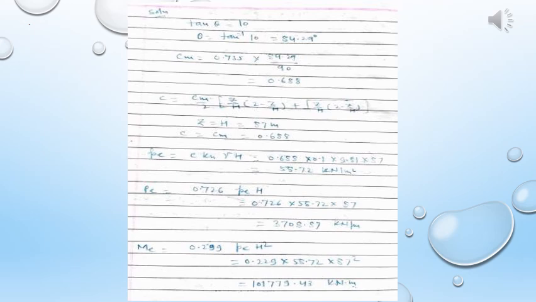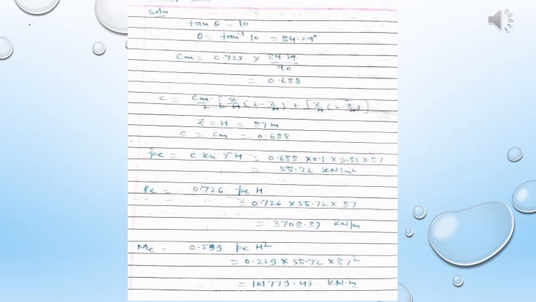C is equal to Cm by 2 into bracket of y upon H into 2 minus y upon H plus under root of y upon H into 2 minus y upon H. Here y, or you can say Z, is equal to H, 87 meter. If Z is equal to H, then C is equal to Cm, and Cm is known as 0.688. Then find the value of small Pe, which comes out to 55.72 kilonewton per meter square.